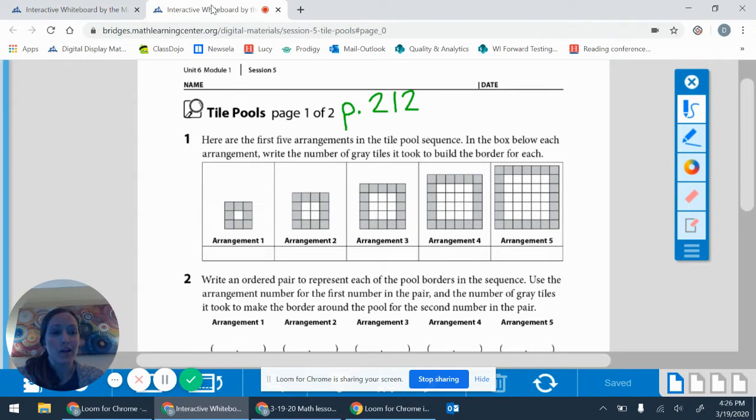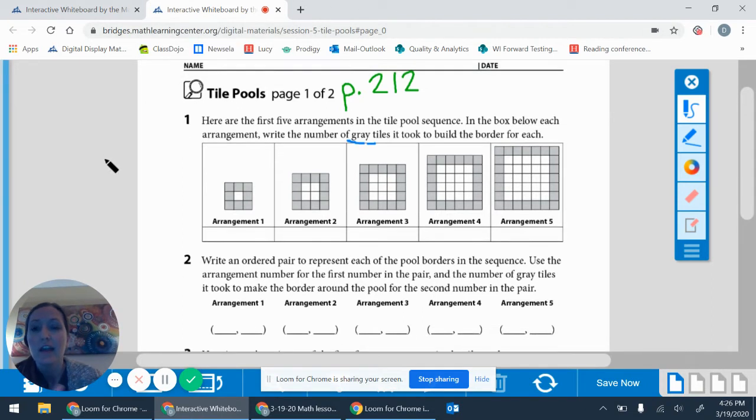On page 212, we're going to look at the directions for number 1. It tells us, here are the first 5 arrangements in the tile pool sequence. In the box below each arrangement, write the number of gray tiles it took to build the border for each. I'm going to underline the word gray here because I think that's something important. We want to make sure we're only focusing on those gray tiles to begin with.